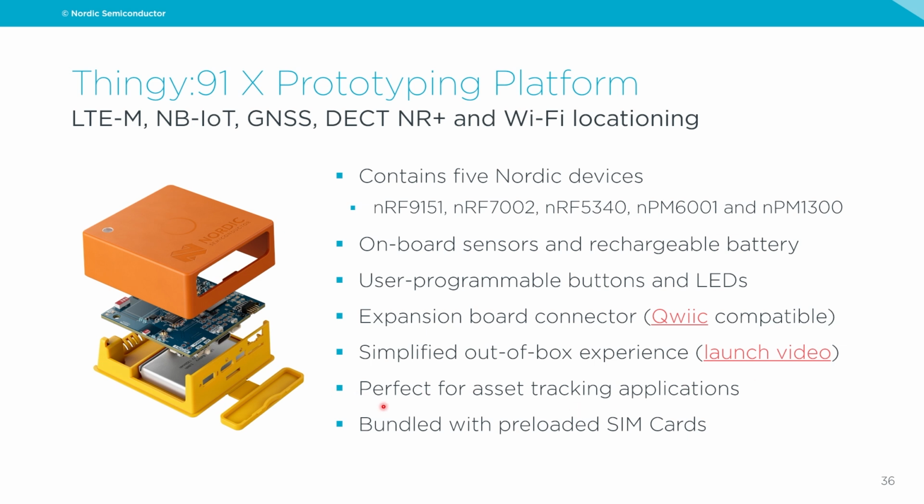So this prototyping platform is really great for asset tracking applications because you can do cellular-based locationing, GNSS, as well as Wi-Fi-based locationing. So it gives you a good mix of capabilities to balance between power consumption and accuracy for asset tracking applications. And for connectivity, it's bundled with preloaded SIM cards, so you don't even need to worry about the connectivity piece. You just use one of the SIM cards, and you're going to be up and running in a few seconds.